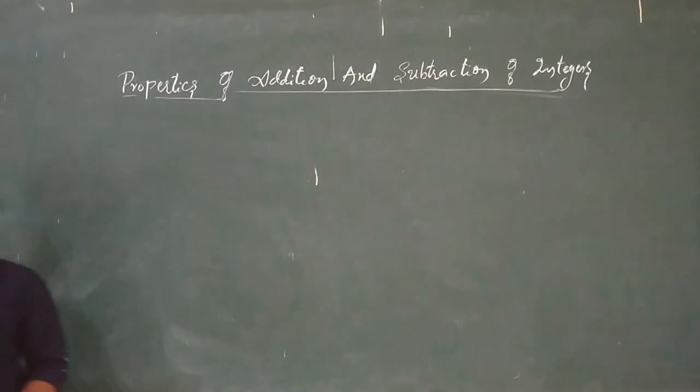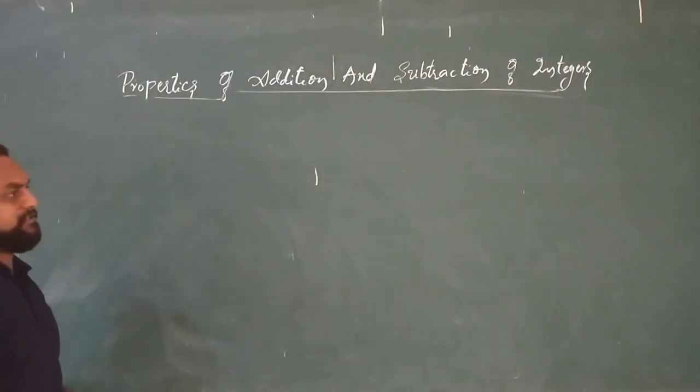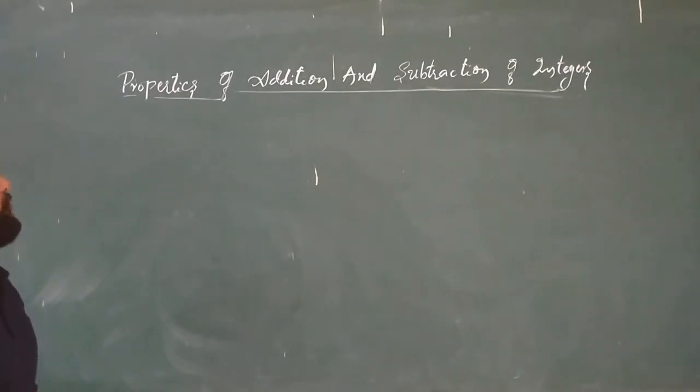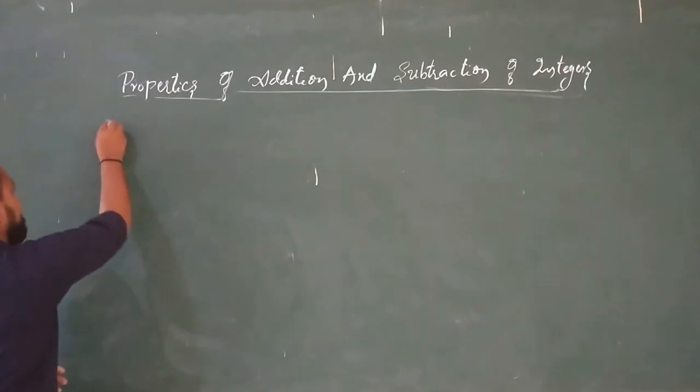In the rule of closure property, a plus b is equal to c. Then the second one is the commutative property, the commutative property of addition and subtraction of integers.